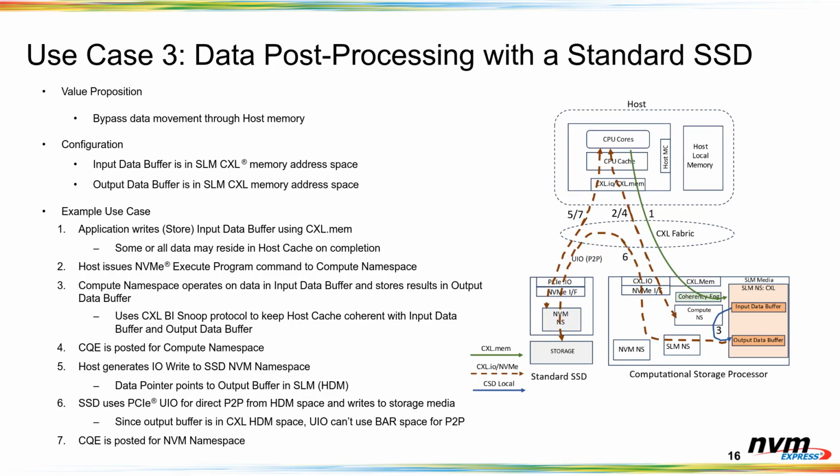It's a valid system address, and we can say, here's the data as it resides at this location. And the SSD is then going to use PCIe UIO for direct peer-to-peer access from that HDM space and write to the storage media. And at that point, it does become very similar to use case one, where we have now stored the data in our device. It just happens to be a peer device.